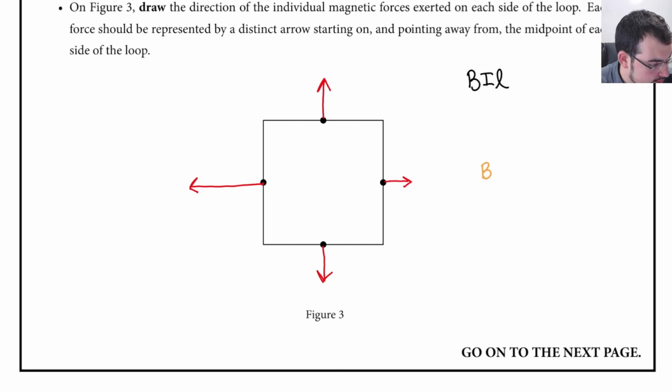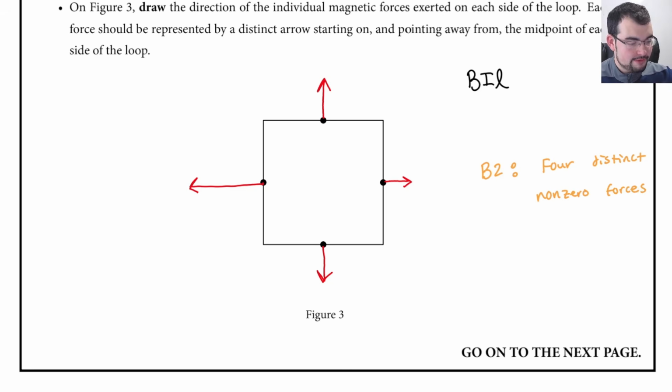So B2 was 4 distinct non-zero forces. So you had to draw 4 forces on the loop, none of which were 0.